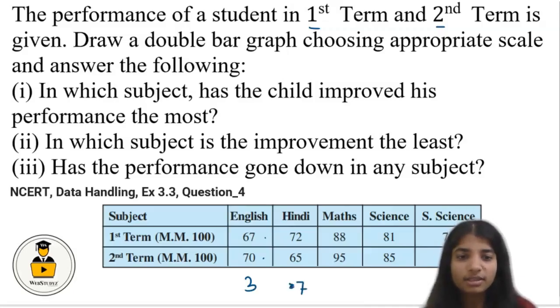In Maths, the first term has 88, the second term has 95. There is an improvement of 7 marks. In Science, the first term has 81 and the second term has 85, so there is an improvement of 4 marks. And in Social Science, the first term has 73 and the second has 75. There is an improvement of 2. So from here we can say that the maximum increase in marks is in Maths. So the answer to part 1 is Maths.